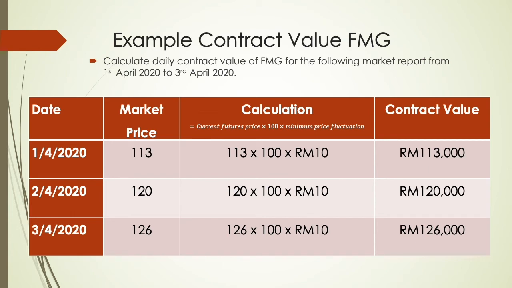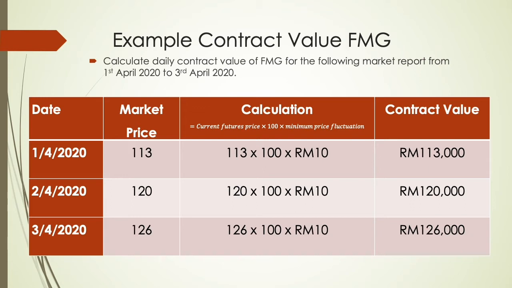This is example to calculate contract value for FMG. So let's say we have price from 1st to 3rd April. So the formula for FMG, current futures price times 100 times minimum price fluctuation. So minimum price fluctuation for FMG is 10 ringgit. So market price 1st April 113 times 100 times 10 ringgit. So the contract value for 1st April is 113,000.